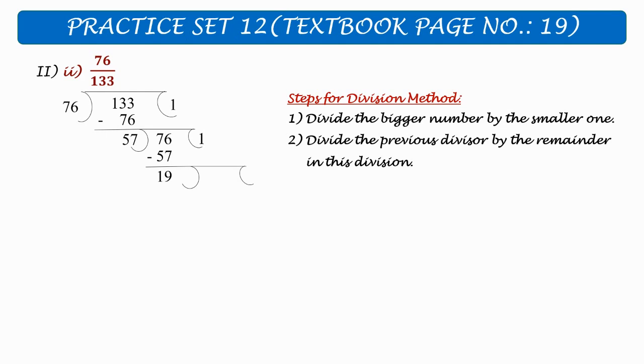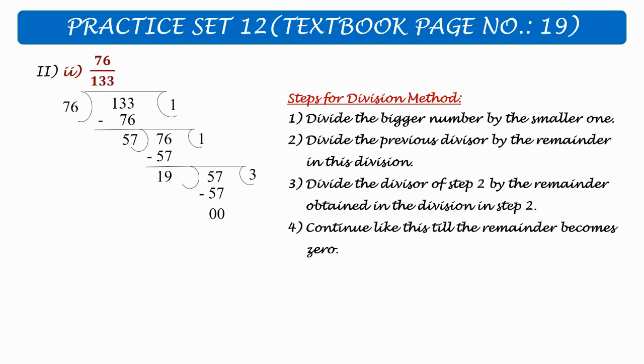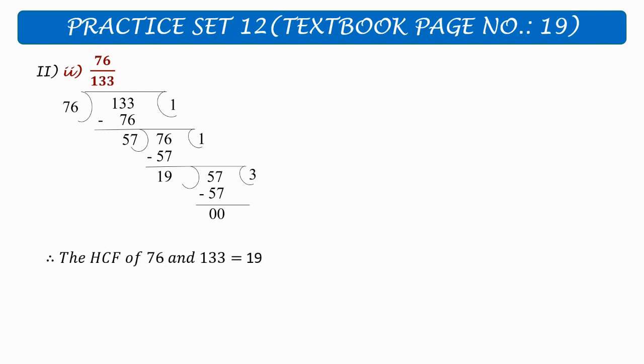Again in the third step, we know that the dividend will be the divisor of the second step, that is 57, and the remainder of the second step will be the divisor in the third step. So we know that 19 threes is 57. So we will be subtracting 57 and we get the remainder as 0. Therefore, the HCF of 76 and 133 is equal to 19.